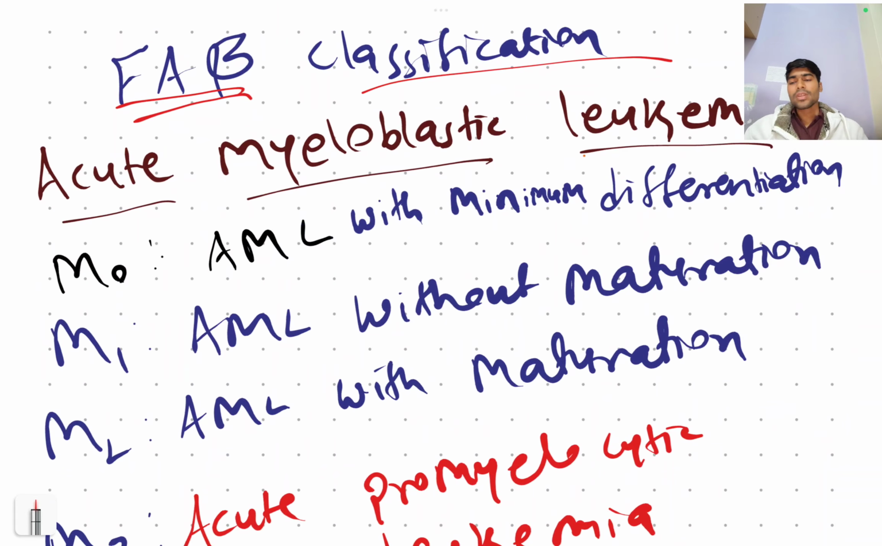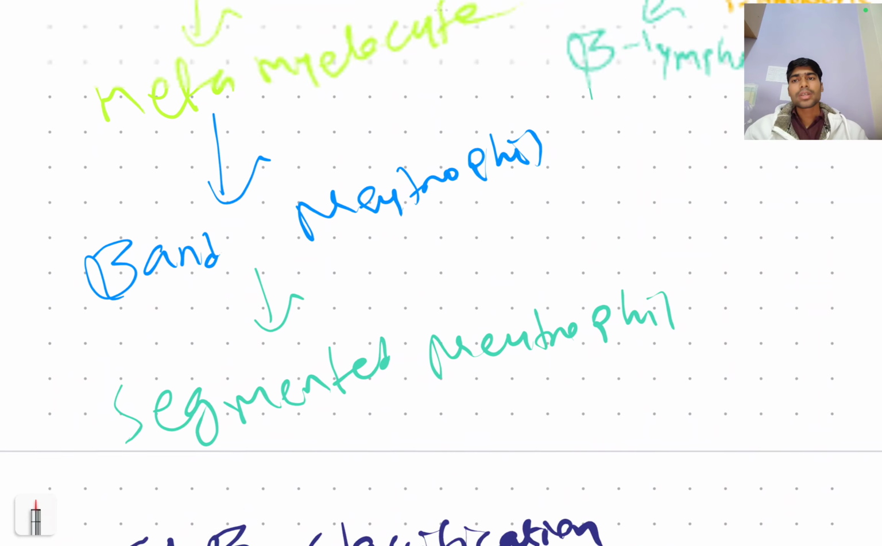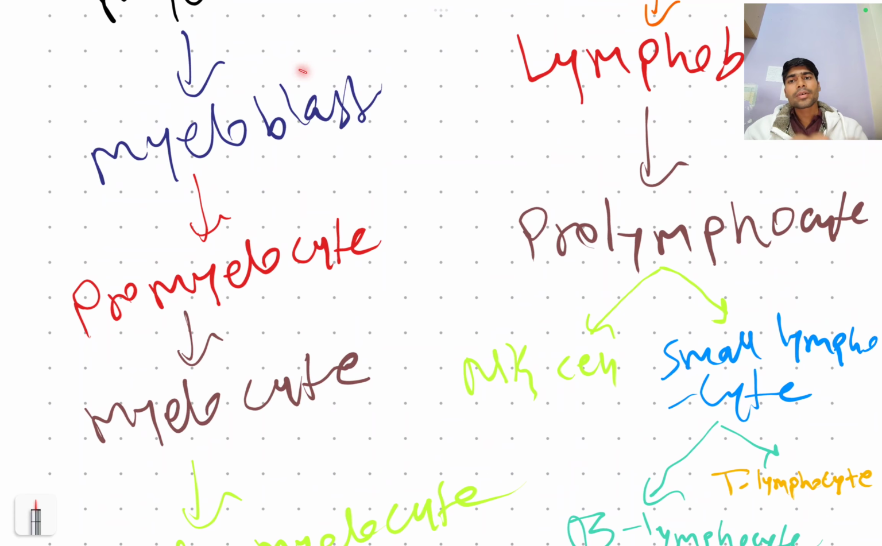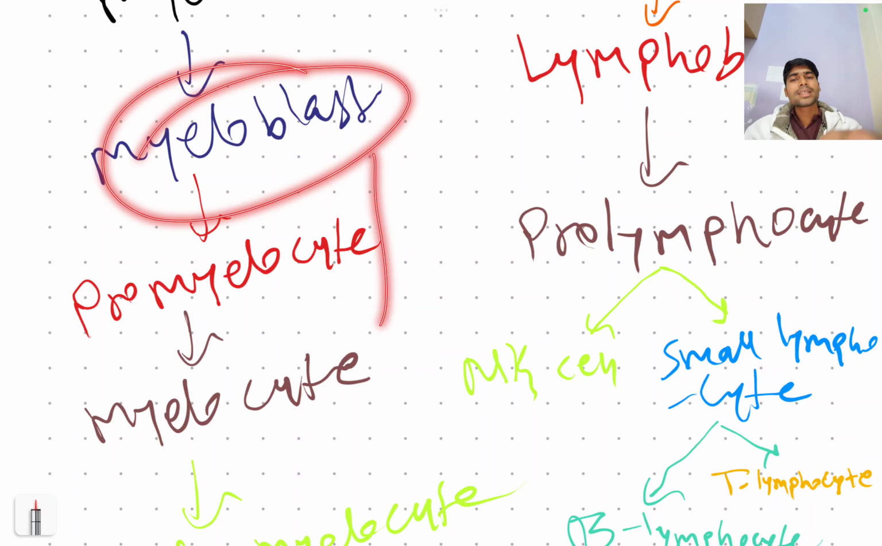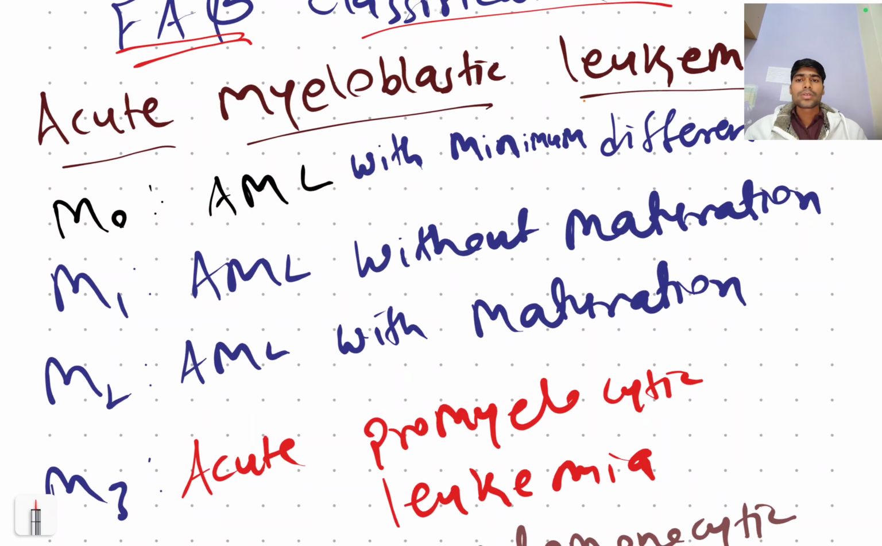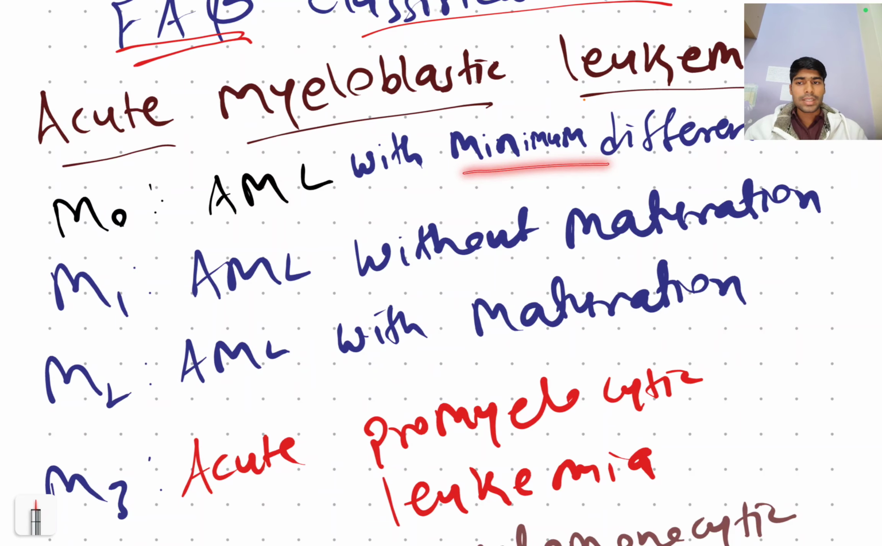Alright. So M0 is AML with minimum differentiation, meaning you can't differentiate the cells; precursor, early cells are found more. Alright. So AML with minimum differentiation. M1 is AML without maturation. Alright. So there is myelocyte, but there is no maturation.